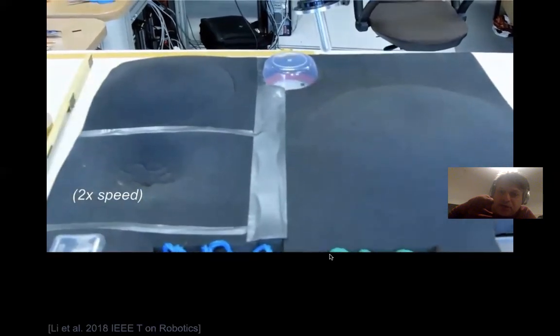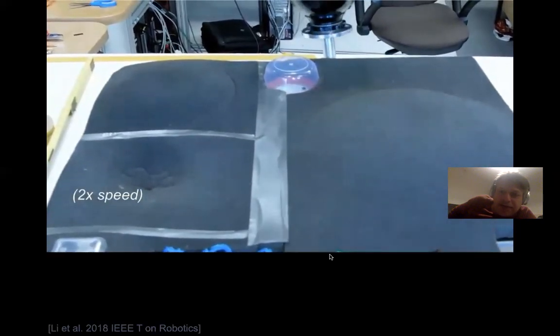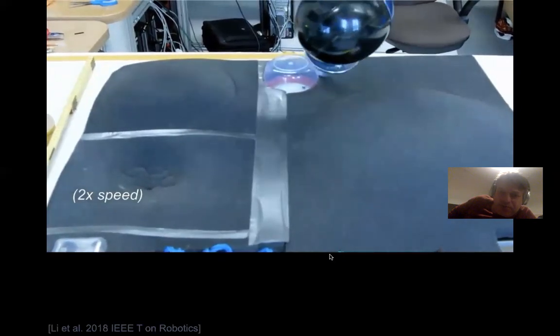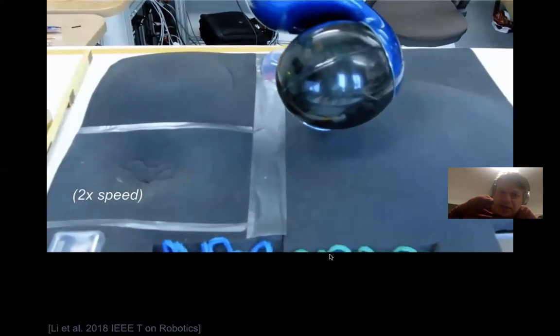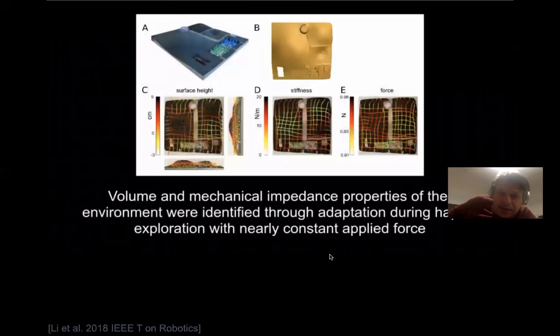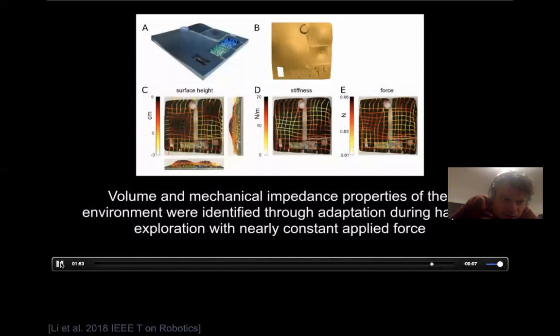And the robot is scanning the surface. So you have an obstacle, etc. And again, the robot doesn't know the surface. And what do we see? We see that the robot has identified the shape of the surface, but not only, it has also identified the stiffness. So the resistance to the movement, as well as the resistance to indentation.